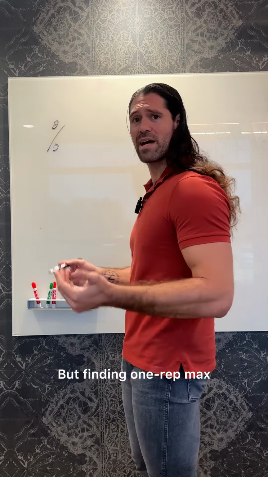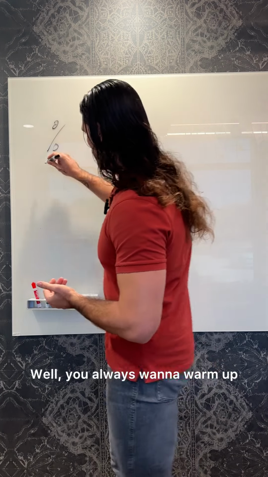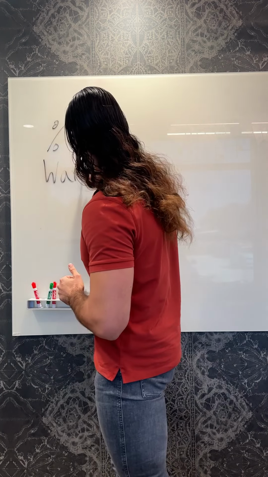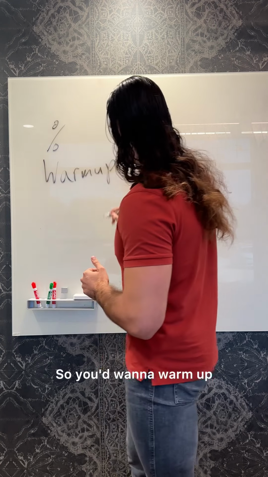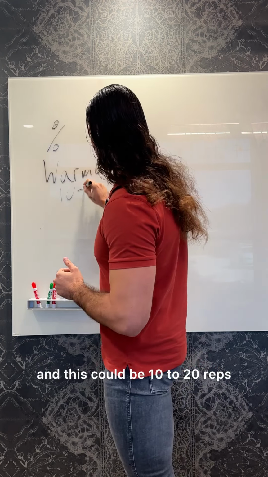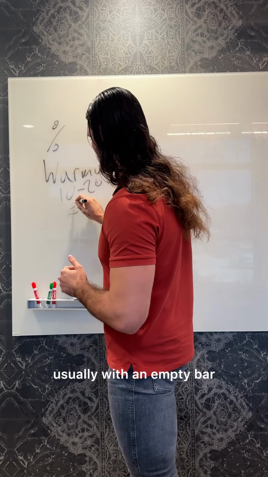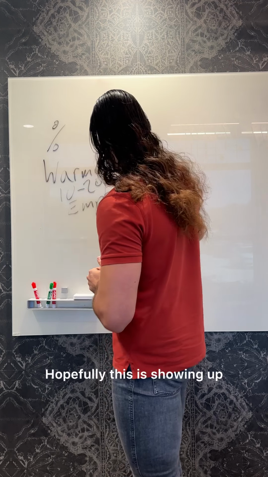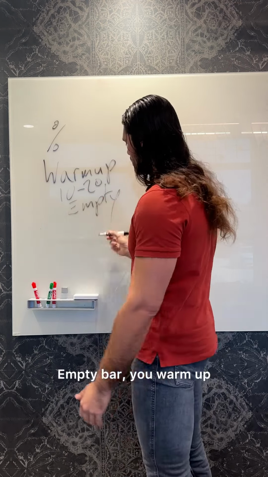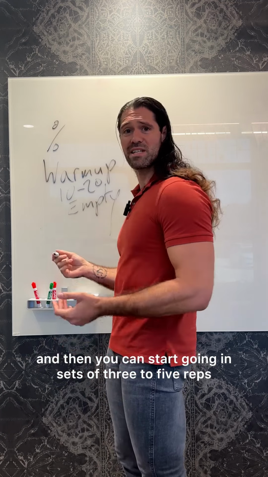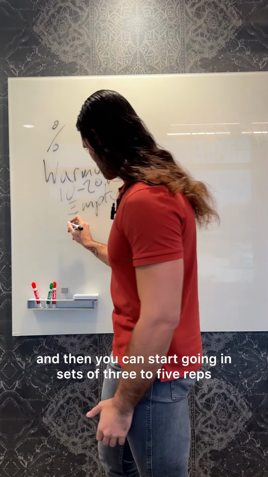But finding a 1 rep max, how do we do that? Well, you always want to warm up. So you'd want to warm up, and this could be 10 to 20 reps, usually with an empty bar. Hopefully this is showing up. Empty bar, you warm up, and then you can start going in sets of 3 to 5 reps.